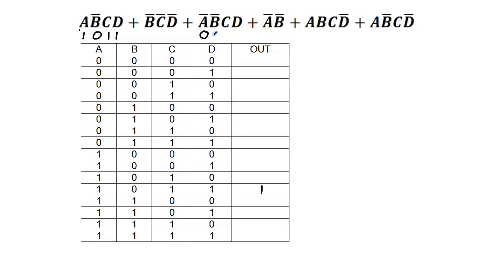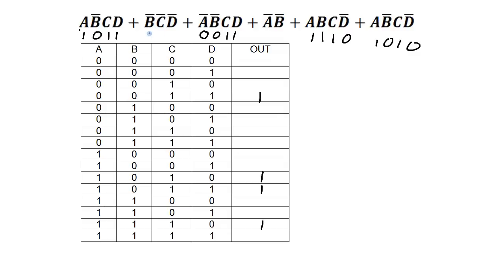This term is 0, 0, 1, 1, so it corresponds to the 0, 0, 1, 1 row, which is right here. This term corresponds to the 1, 1, 1, 0 row, which is down here. And finally, the last four variable product term is the 1, 0, 1, 0 row. So that's right there.